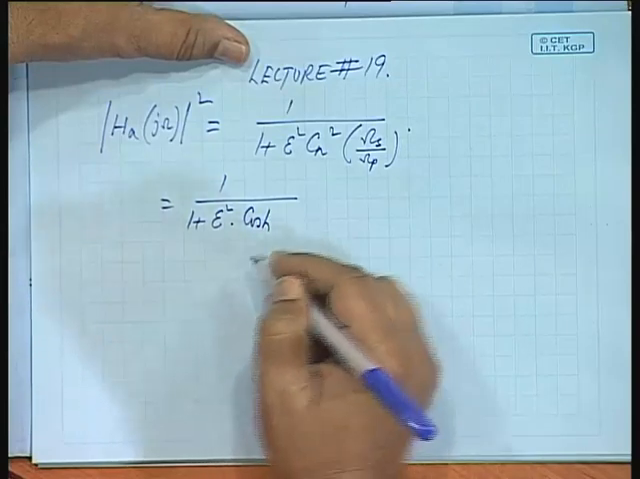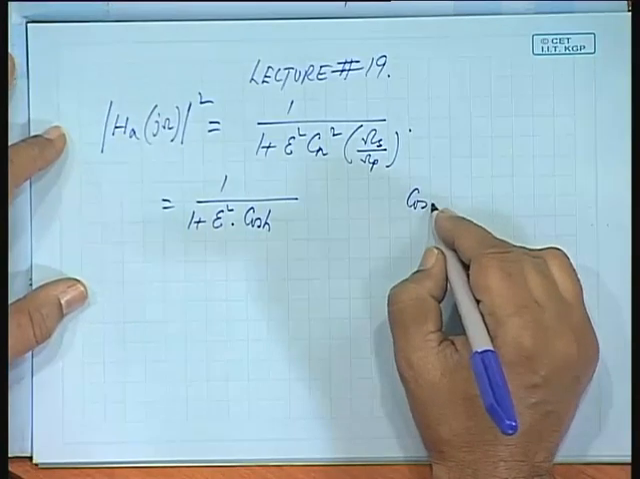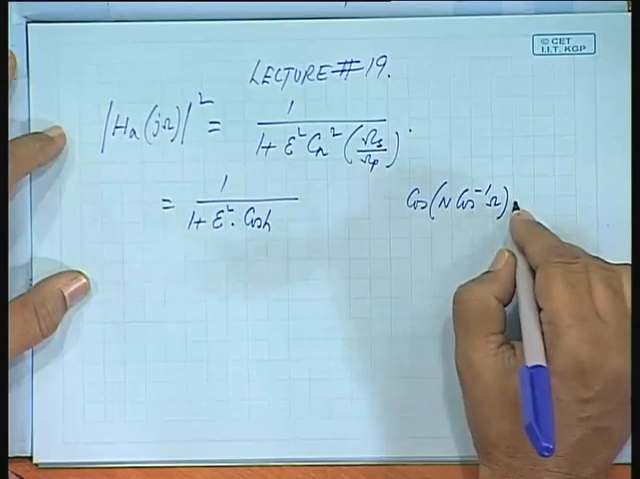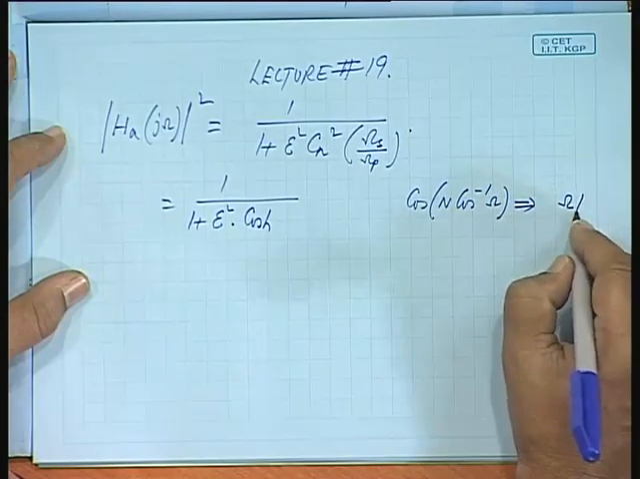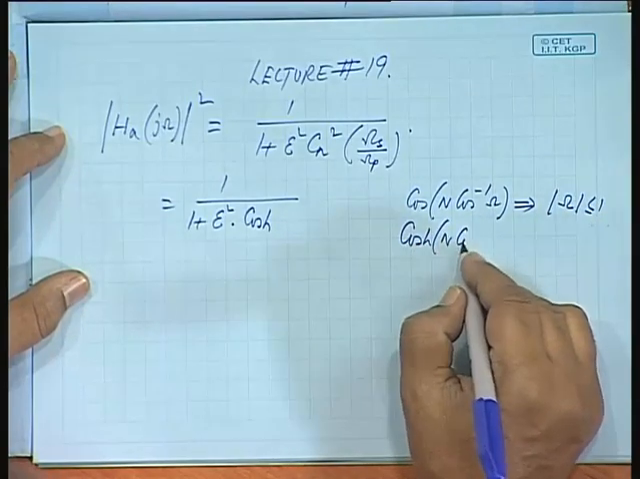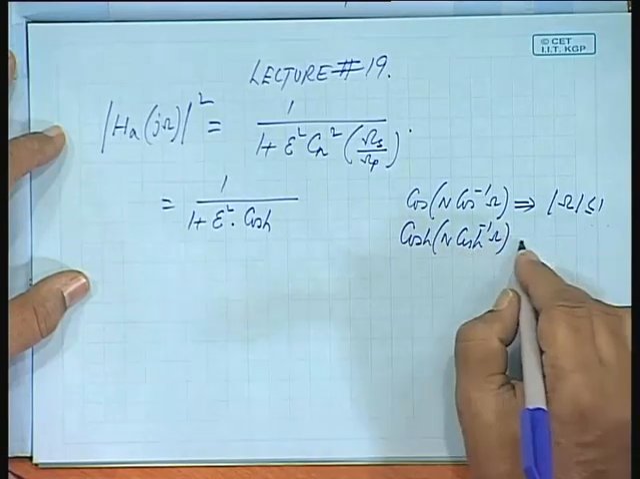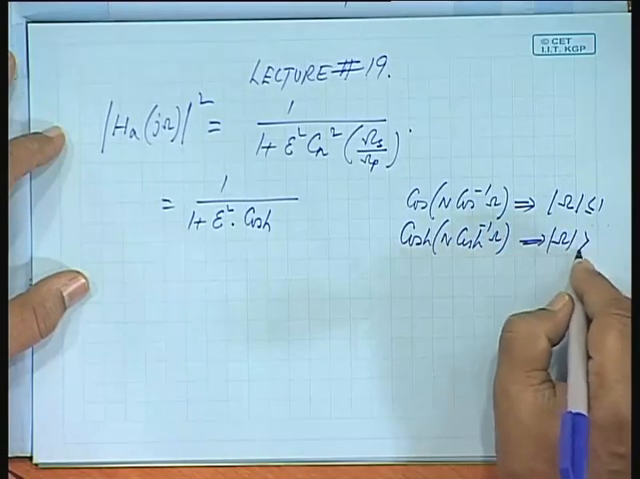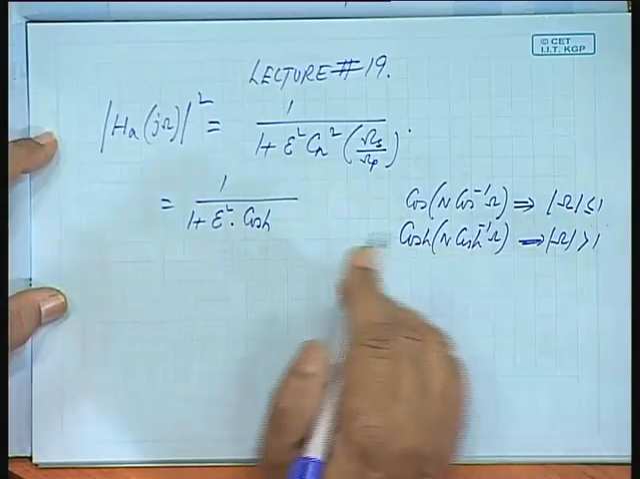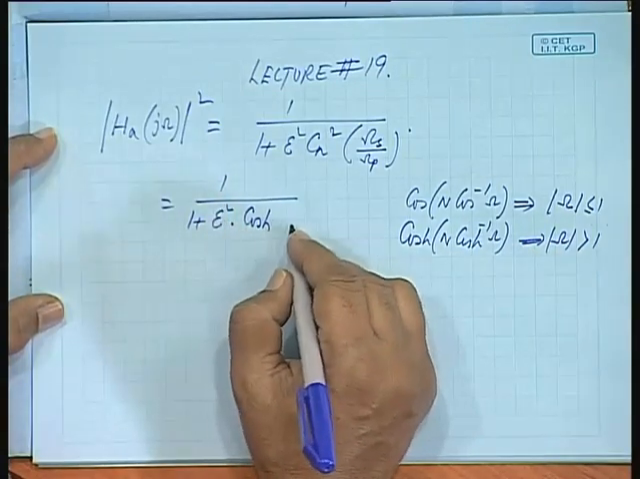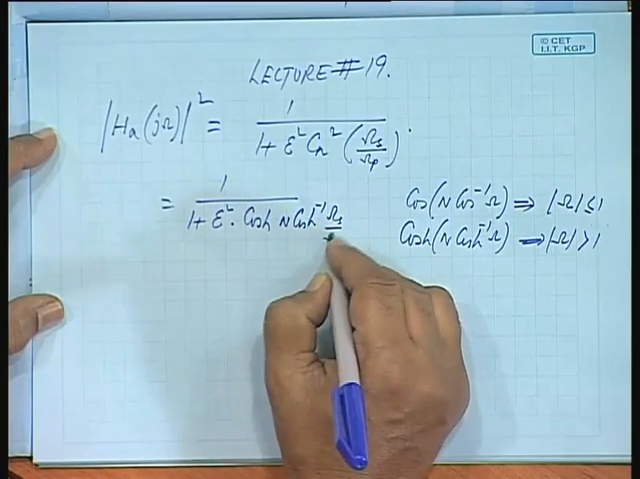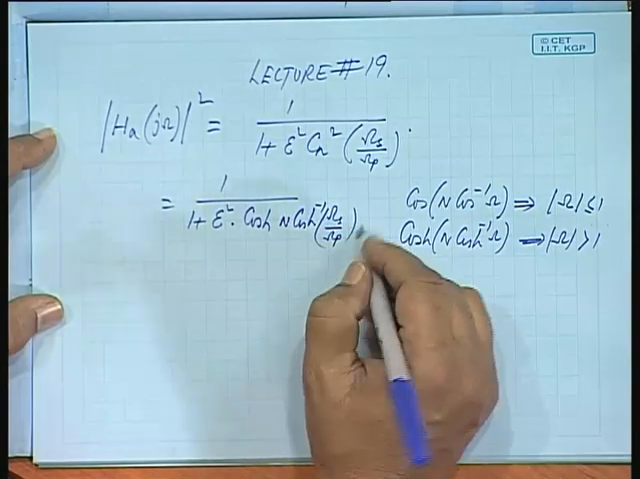cos n cos inverse omega for omega less than 1, as I had mentioned yesterday, and cosh n cosh inverse omega for omega greater than 1, and both of them generate the same polynomial functions. So, cos n cos inverse omega s by omega p, whole squared.